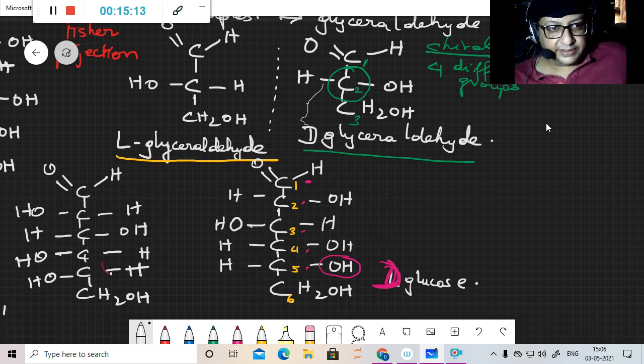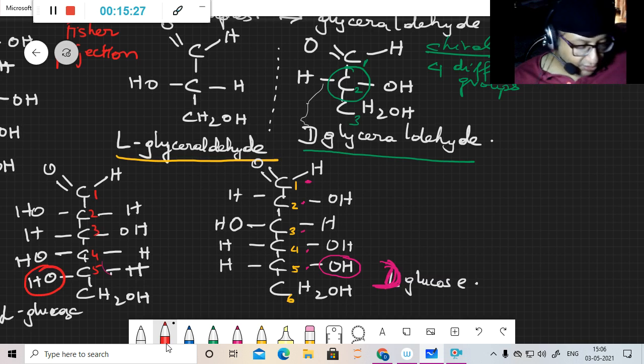And this is L-glucose, because the chiral carbon 1, 2, 3, 4, 5, which is furthest, it has got OH on the left side, so it is L-glucose.